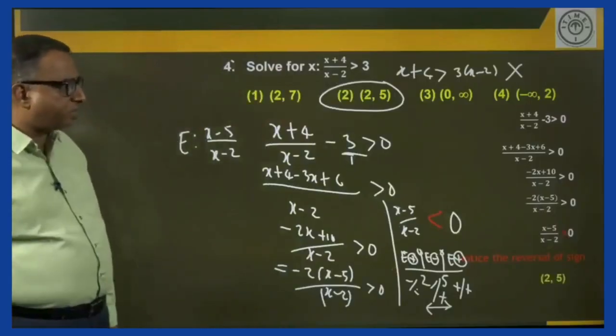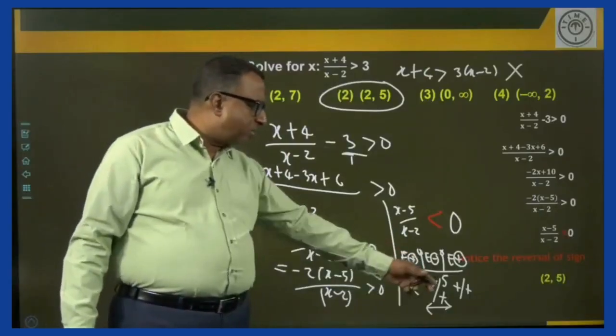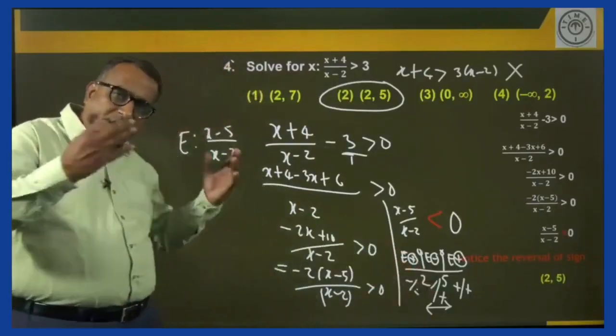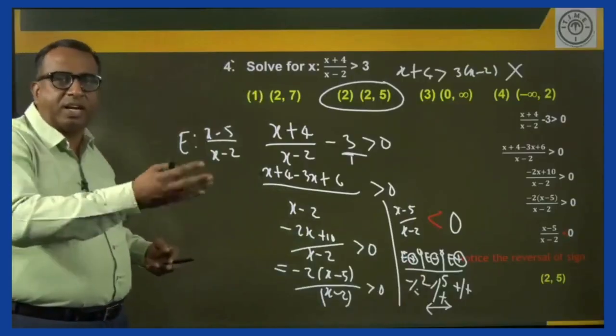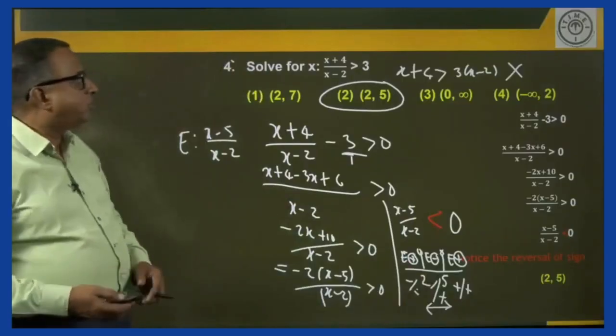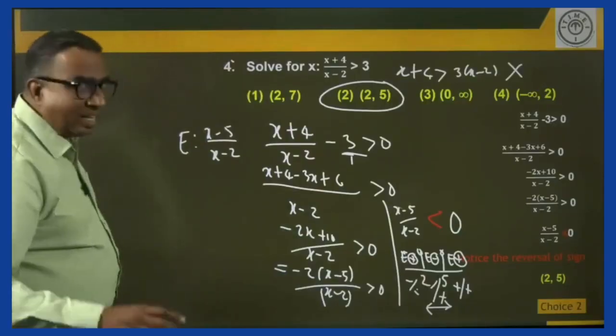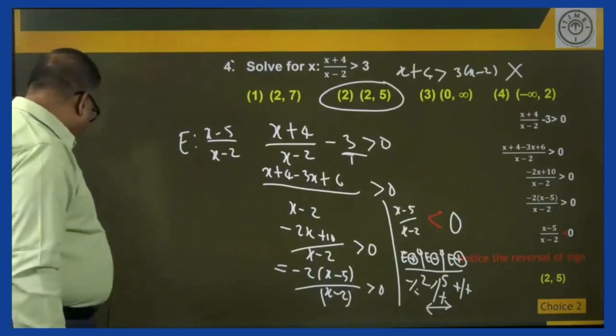So after that, what happens? It will be 2 to 5. Because you see that expression is negative only for numbers between 2 and 5. For numbers outside 2 and 5, that is numbers more than 5 and less than 2, the expression is positive. So we can leave the answer as 2 to 5. So choice 2 is what is the answer for this. Okay. So this is a rational model of inequalities.